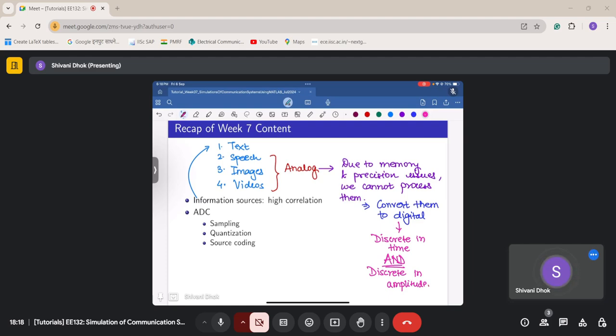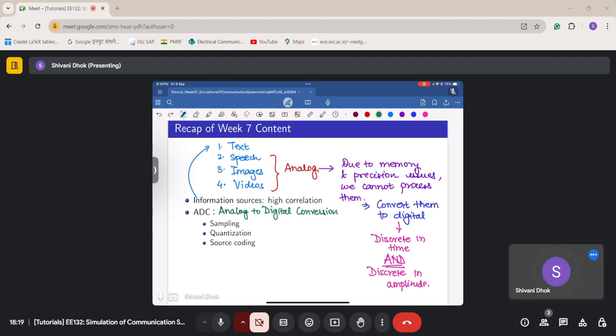Okay, and this analog to digital conversion, that is this ADC, is basically analog to digital conversion. And this involves these three steps.